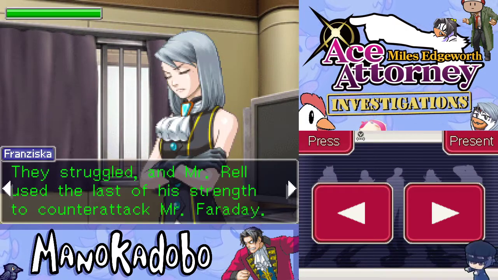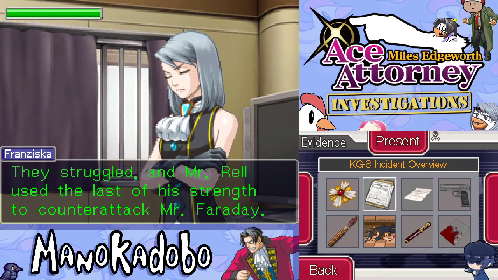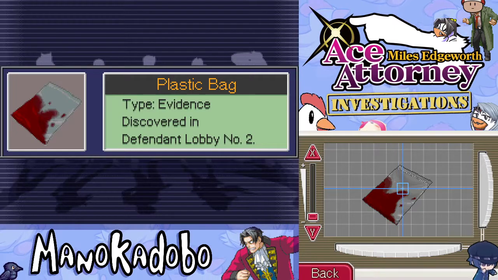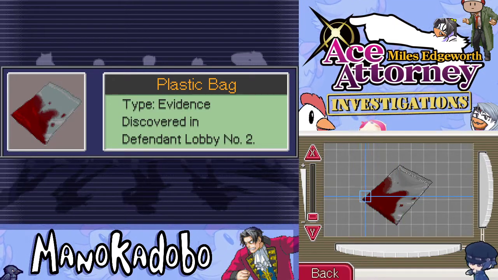For now. Alright, okay. So let me check here. Plastic bag. That's Faraday's blood on it. What is it about this bag that maybe proves that there isn't a struggle?